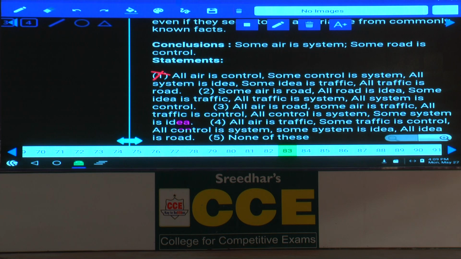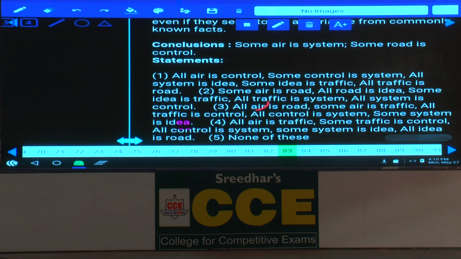Then coming to the second one, some air is road, all road is idea. That means road is the middle term, distributed, so some air is idea. But here, some air is system. Air and system, there is no middle term between these two. Now some idea is traffic is system, traffic distributed. Idea and system we have a conclusion, but air and system we cannot derive, and the second choice is also ruled out.